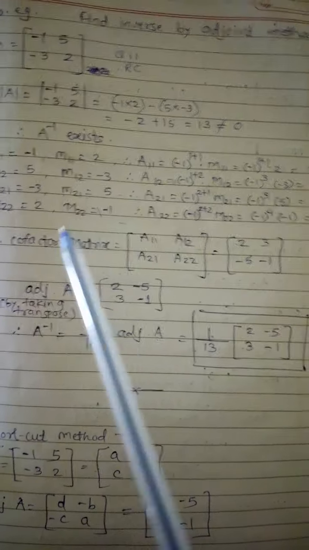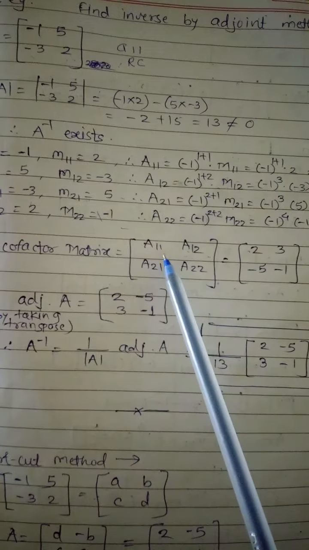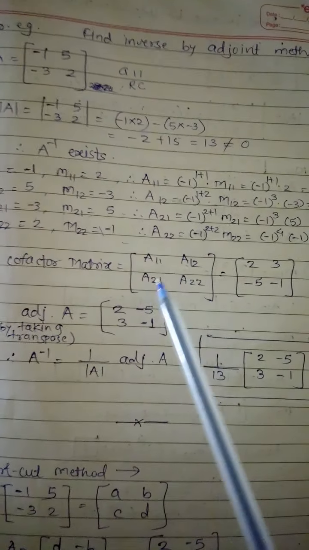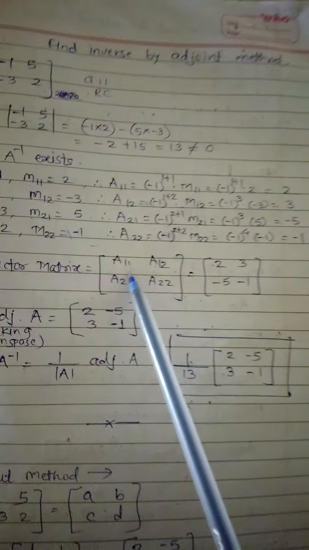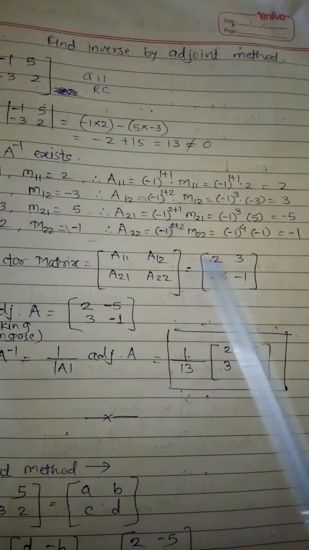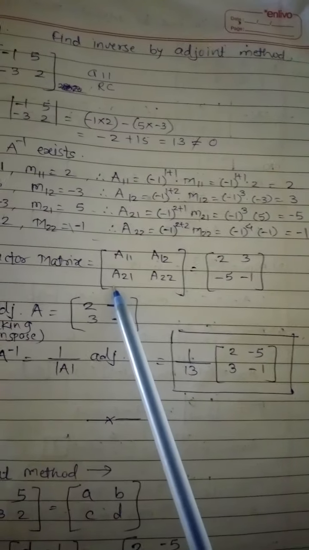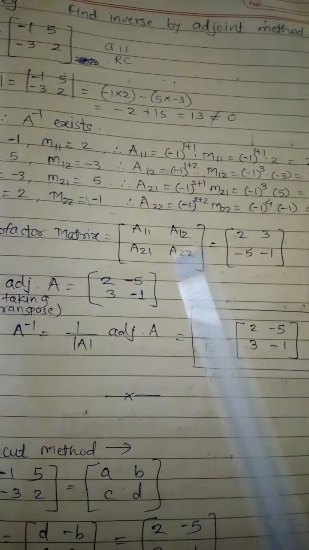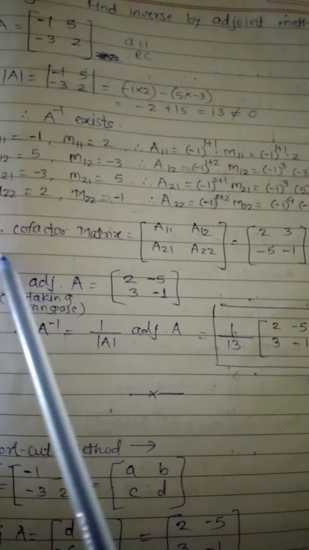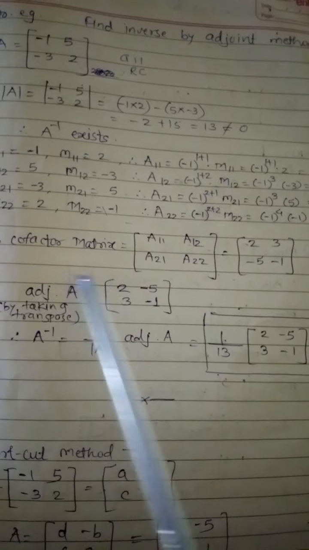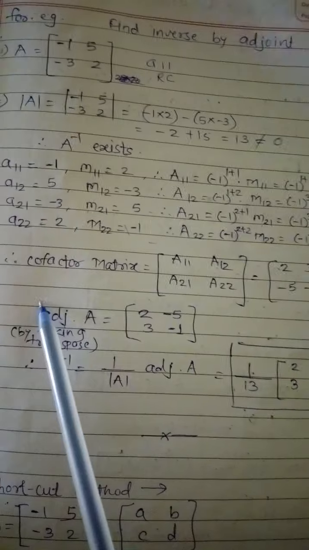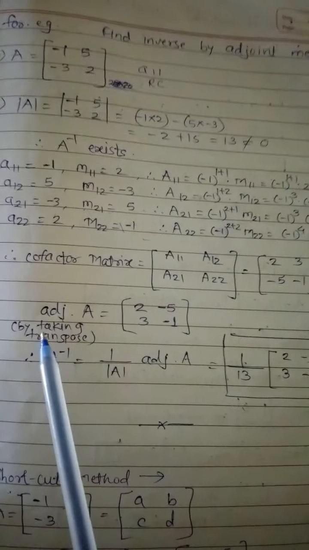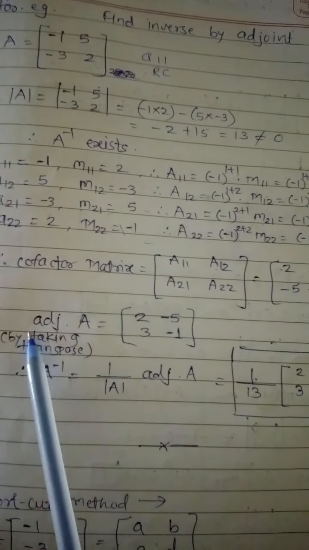So how to write it? We have to write down the cofactor matrix as it is, just writing these cofactors as A11, A12, A21 and A22. The value of A11 is 2, after that A12 is 3, next A21 is -5 and A22 is -1. Some examples in your textbook only ask you to find the cofactor matrix, so you have to solve up to this. If they ask you to find the adjoint of the matrix, you have to go further.